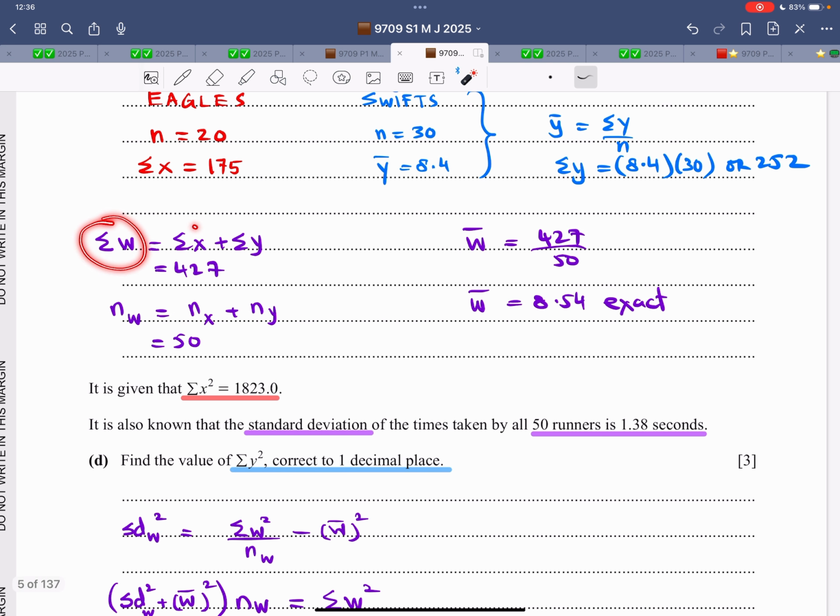Sigma W, that is sigma X plus sigma Y. W is the total. That is 427. Number of W, that is 50. W bar is 427 over 50, 8.54 exact. Leave the answer as it is.